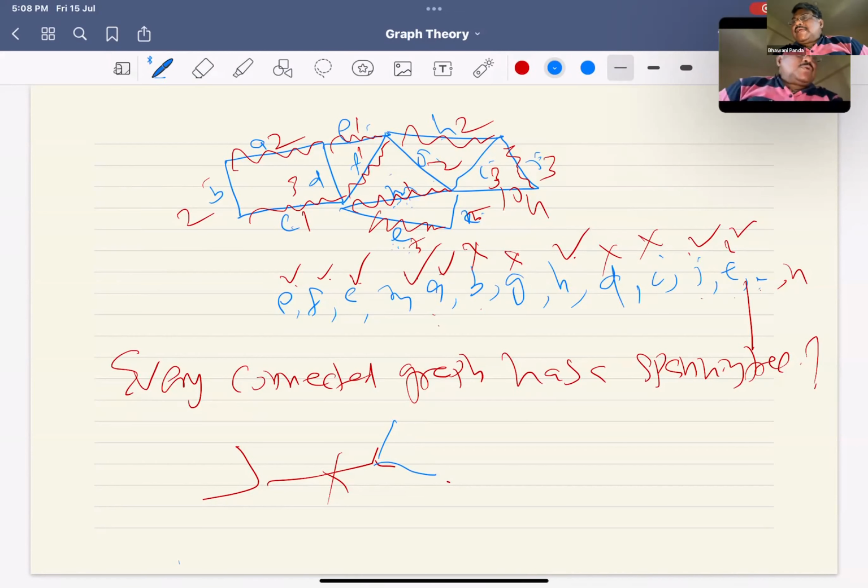So we'll be able to add n-1 edges because we are given a connected weighted graph, and we are always checking that the edges are not forming any cycle. So we are guaranteeing that it is acyclic, and at the end we are able to add n-1 edges, so it becomes a spanning tree.